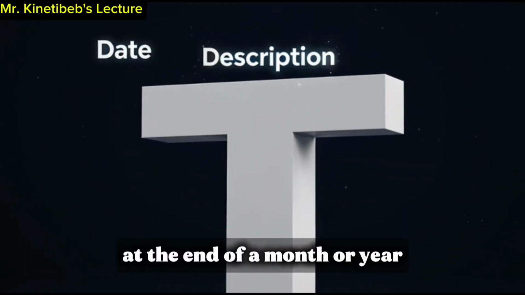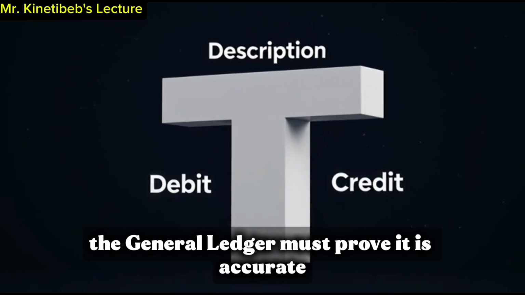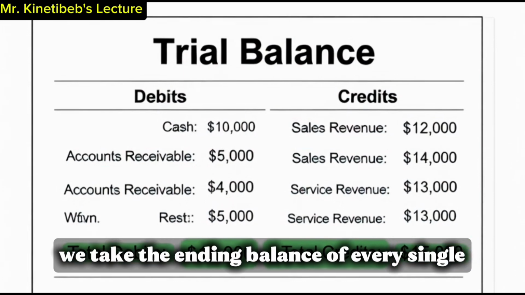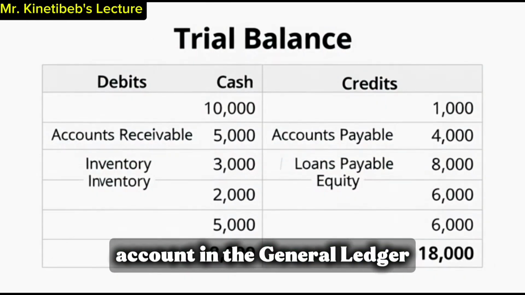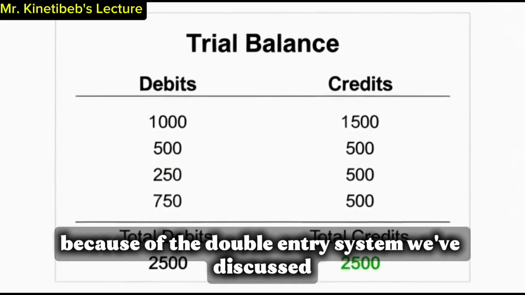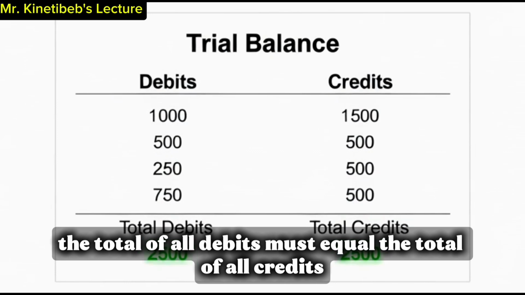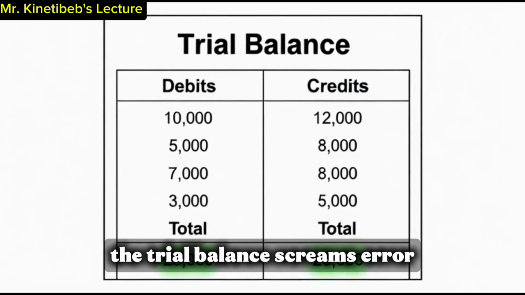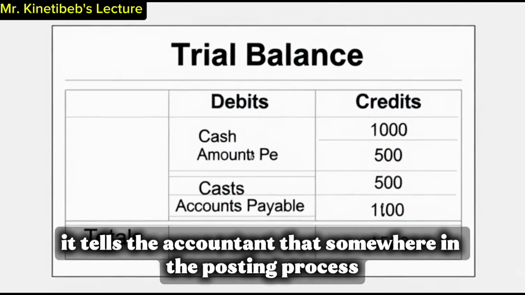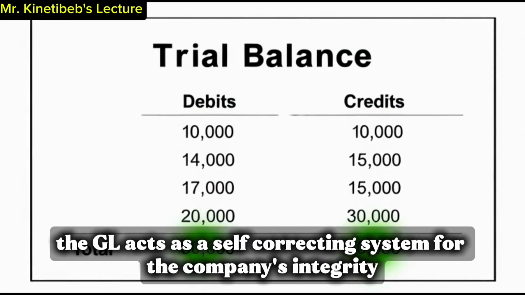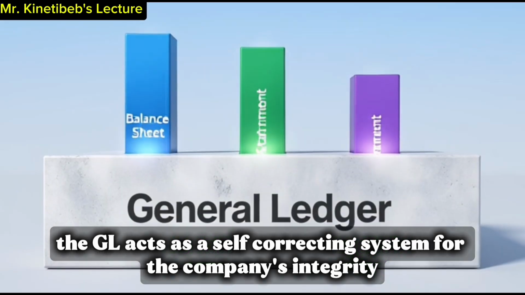At the end of a month or year, the general ledger must prove it is accurate. We do this by creating a trial balance. We take the ending balance of every single account in the general ledger and list them in two columns. Because of the double entry system we've discussed, the total of all debits must equal the total of all credits. If the totals don't match, the trial balance screams error. It tells the accountant that somewhere in the posting process, a number was entered incorrectly or a transaction was missed. The GL acts as a self-correcting system for the company's integrity.